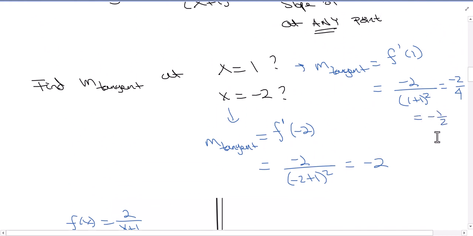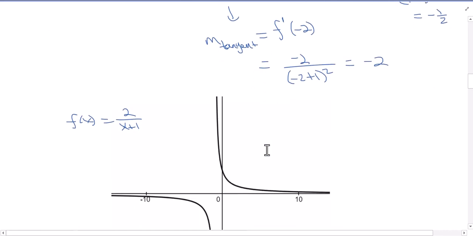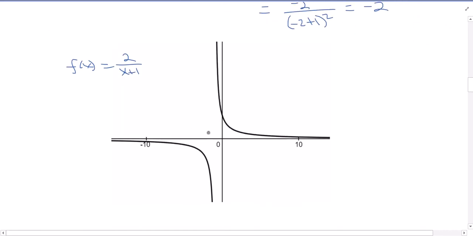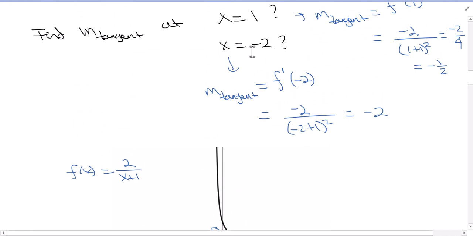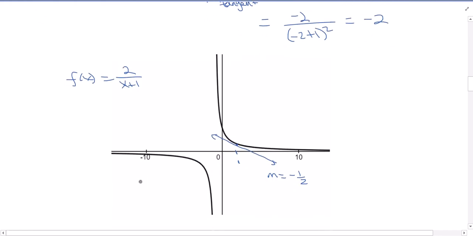Notice that the slope is negative, so the tangent line should be decreasing. So when x is 1, say 1 is somewhere over here, that makes sense. If you draw the tangent line, the slope is negative 1 half when x is 1. What about when x was negative 2? Say negative 2 is over here, you still have a decreasing tangent line, with slope negative.